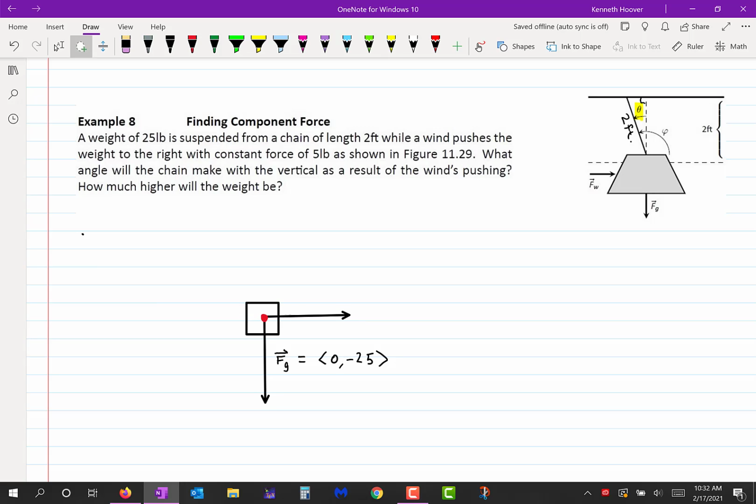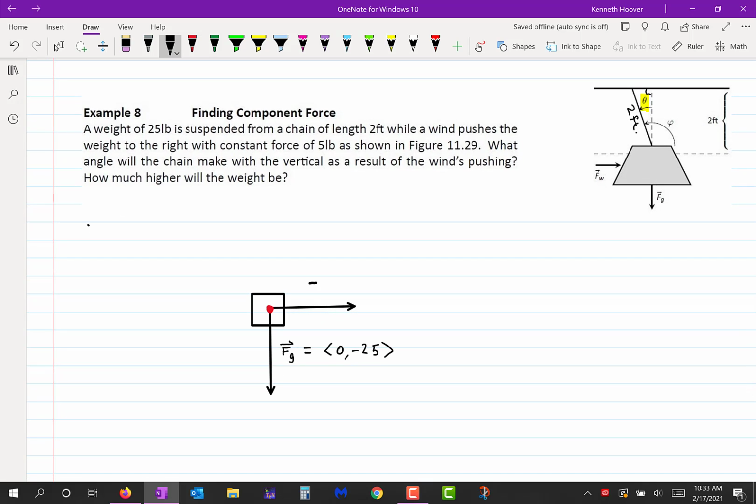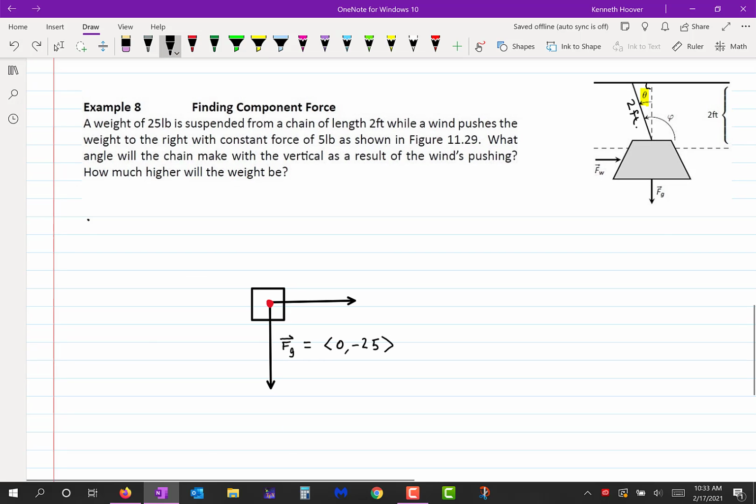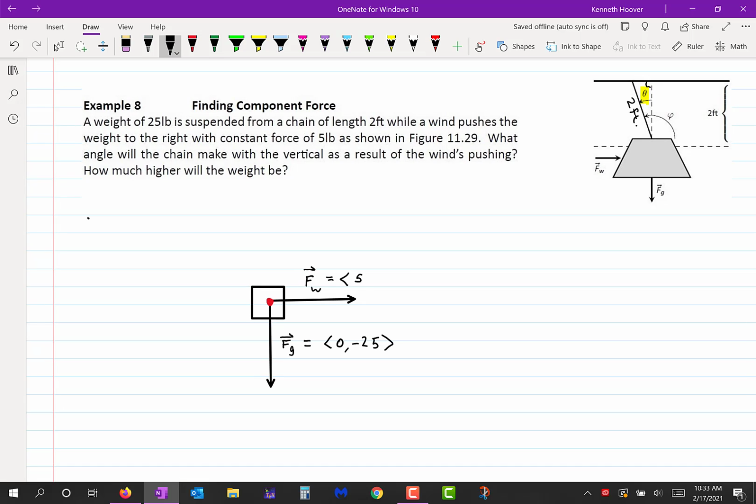I'm not saying that the wind is blowing away from the weight. That's not what I'm saying. I'm saying the wind is acting on the center of mass of the weight, and it has a magnitude of 5 pounds and a direction that is to the right. Okay? So I'm going to write vector F_W equals, what would it equal? It would be (5, 0).